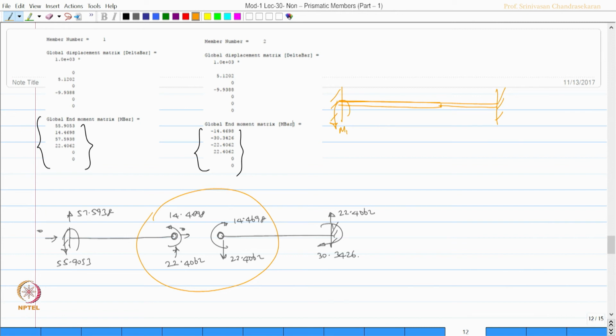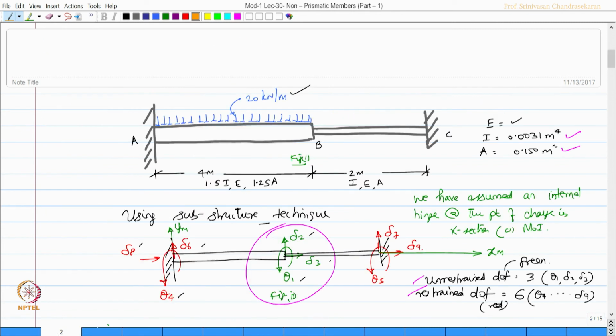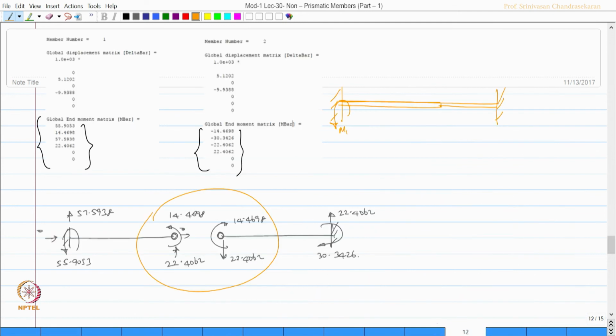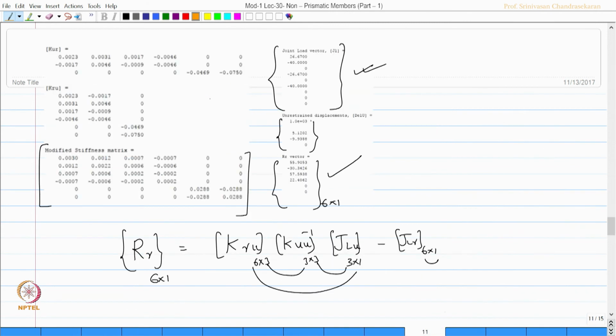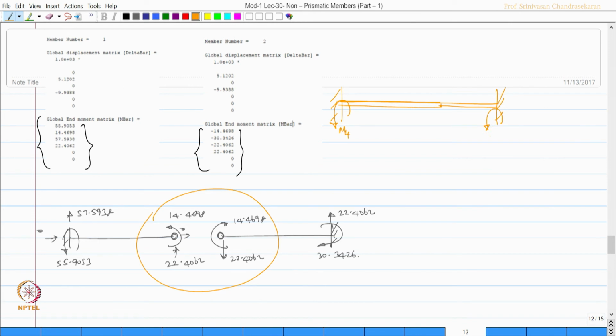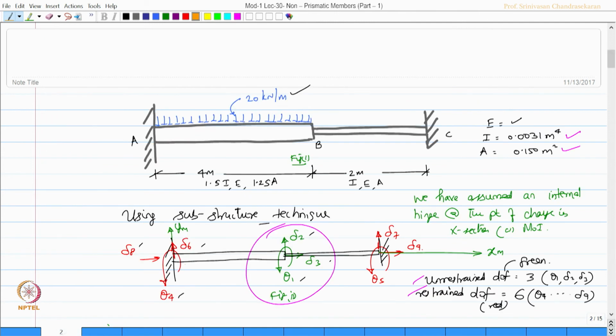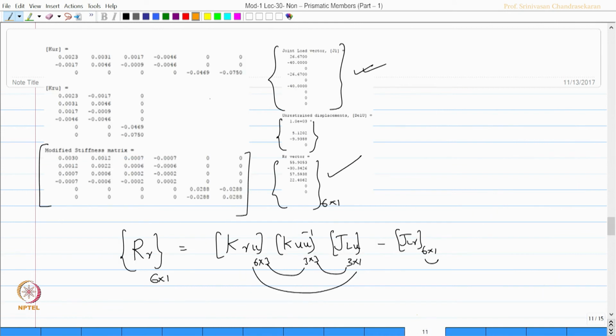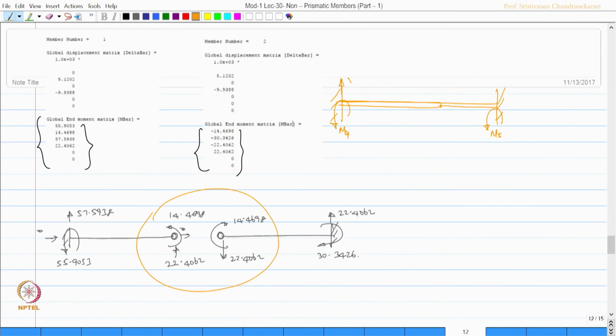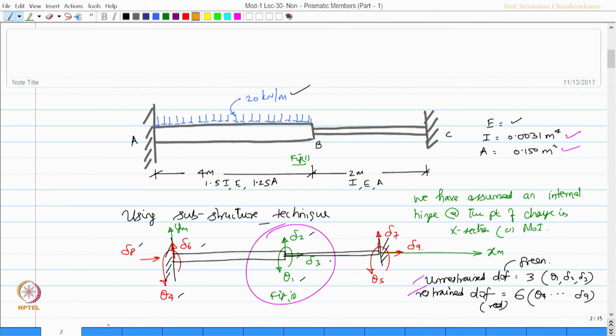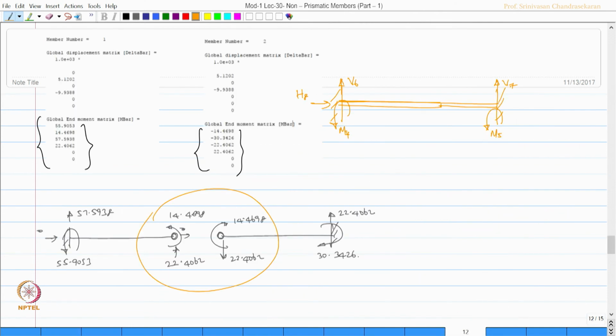Instead of theta 1, I am calling this moment M1 or M4. It should be M4. Then M5. Then I should have V6 and V7. Then I should have H8 and H9, correct? H8 and H9.